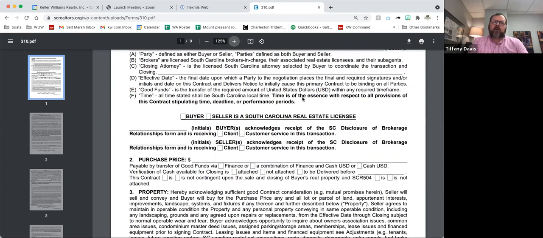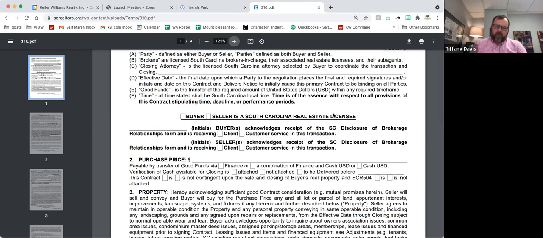Time is of the essence with respect to all provisions of the contract. What time of the essence means is if it has a time frame, it is important. And if you don't hit the time frame, then obviously you will miss a deadline and could be in breach or voiding the contract. This next part here is where you would disclose whether or not the buyer or the seller is a South Carolina real estate licensee, meaning they are licensed. They have an active real estate license.